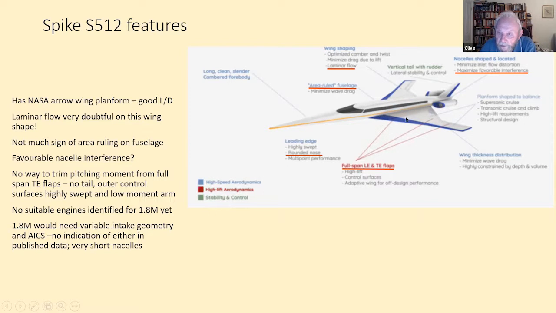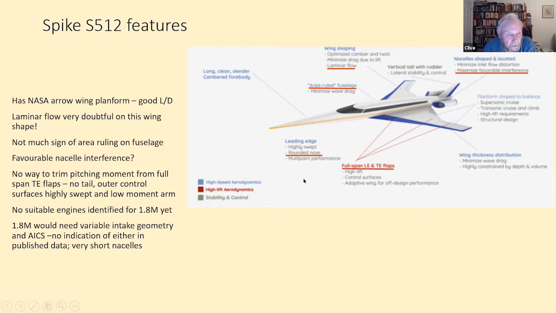We'll see in a minute that Aerion say that to get laminar flow, you have to minimize crosswise flow. A feature of swept wings is crosswise flow. I don't see it happening. I think it's something they've written down and hoping it's going to be right.